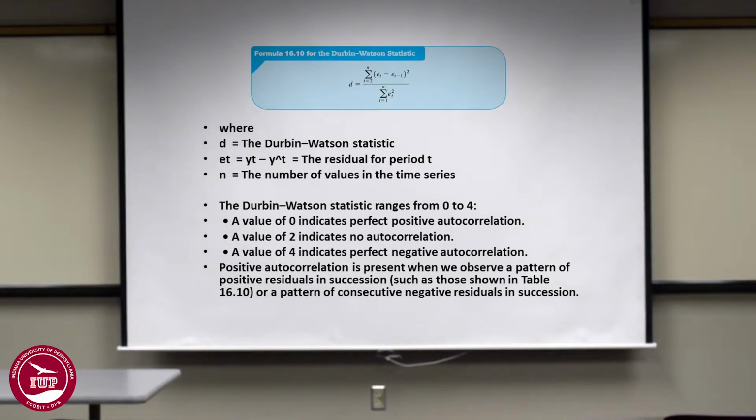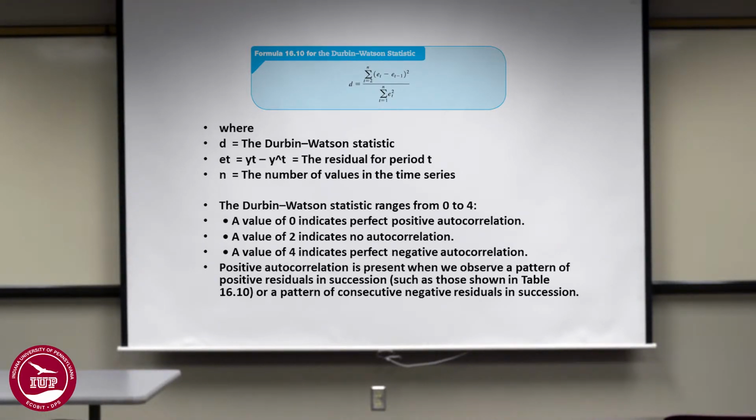D is the Durbin-Watson statistic, e_t is y_t minus ŷ_t, or the residual for period t, and n is the number of values in the time series. The Durbin-Watson statistic ranges from 0 to 4. A value of 0 indicates perfect positive autocorrelation. A value of 2 indicates no autocorrelation. A value of 4 indicates perfect negative autocorrelation.